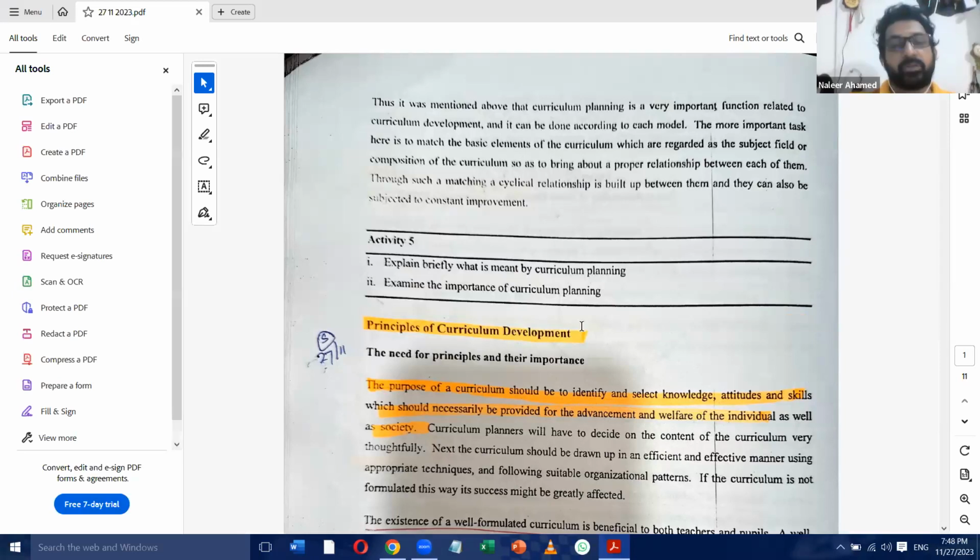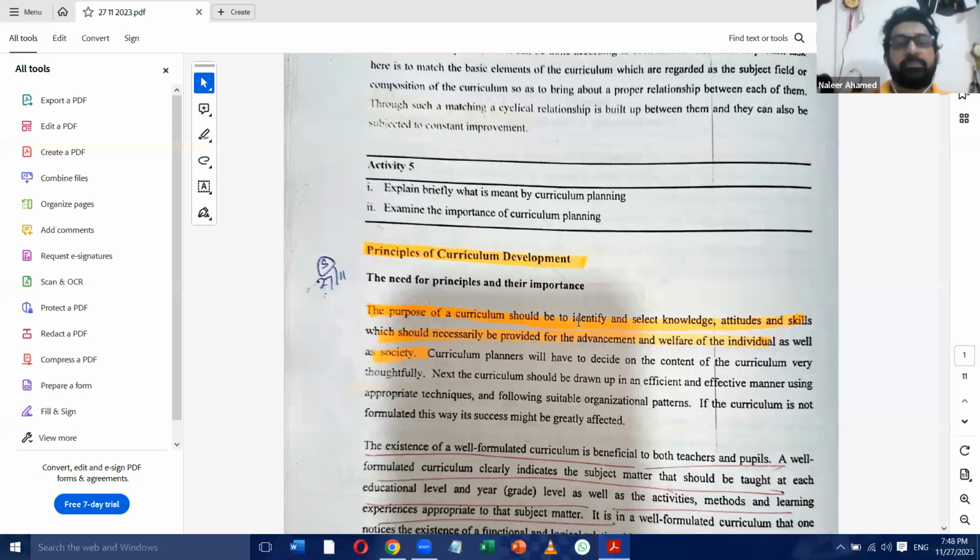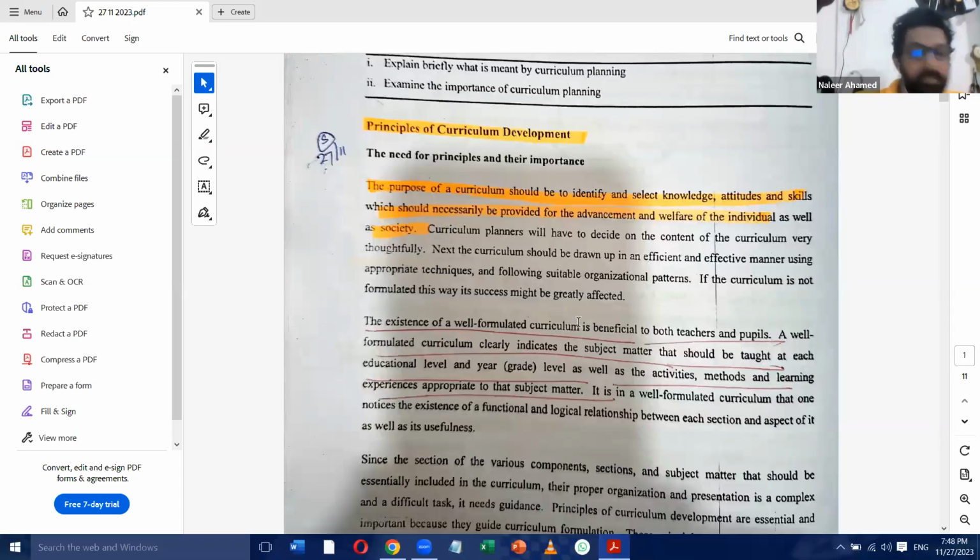So today's topic is principles of curriculum development. What are the basic principles that you are going to consider when developing a curriculum? Actually, the purpose of a curriculum should identify and select knowledge, attitudes, and skills which should necessarily be provided for the advancement and the welfare of the individual as well as society. So that is what we expect. That is going to be the output, or what we expect from the school.